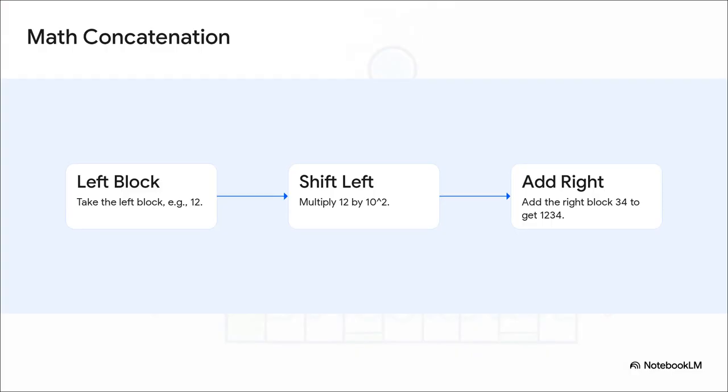So to actually pull that off, we need to break down the core operation. Let's just forget about strings entirely for a second. How do we mathematically concatenate two numbers? Let's say our left block is 12 and our right block is 34. To join them into 1, 2, 3, 4, we take that 12 and shift it to the left. We do that by multiplying it by 10 to the power of the number of digits in the right block. The right block has 2 digits, so that's 10 squared, or 100. So 12 times 100 is 1200. Add the right block, 34, and boom, you get 1, 2, 3, 4. The huge insight here is that concatenation is literally just math.